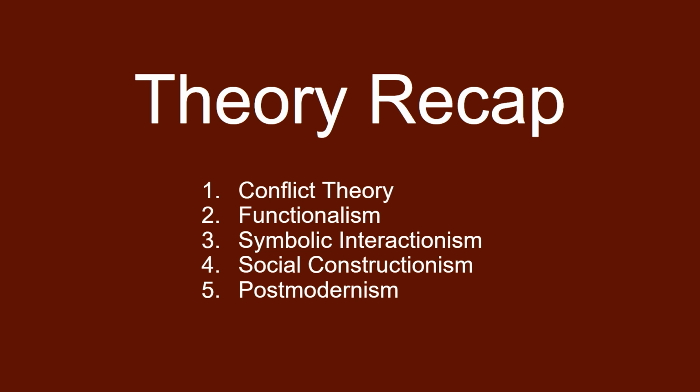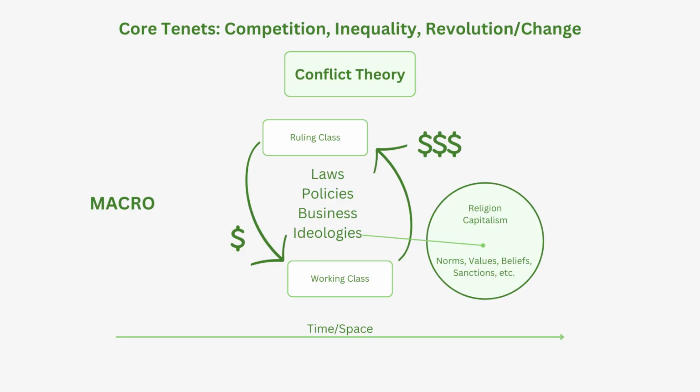In this video, I recap the three classical sociological theories, conflict theory, functionalism, and symbolic interactionism, that are typically studied in an Intro to Sociology course. And I compare and contrast them with two more modern theories, Social Constructionism and Postmodernism, which I did not get to cover in the last lecture. Let's take a look at conflict theory first.